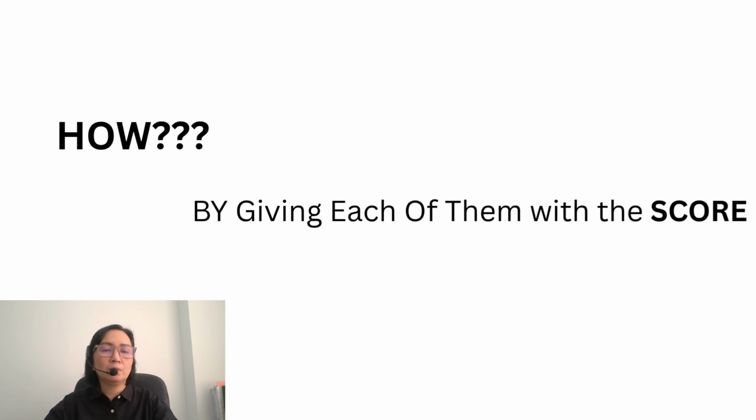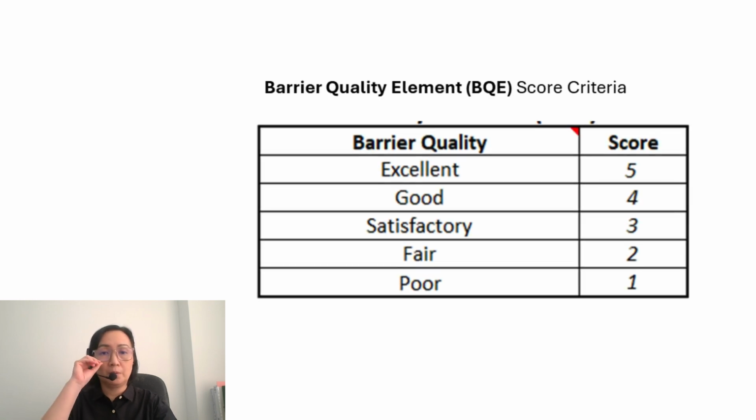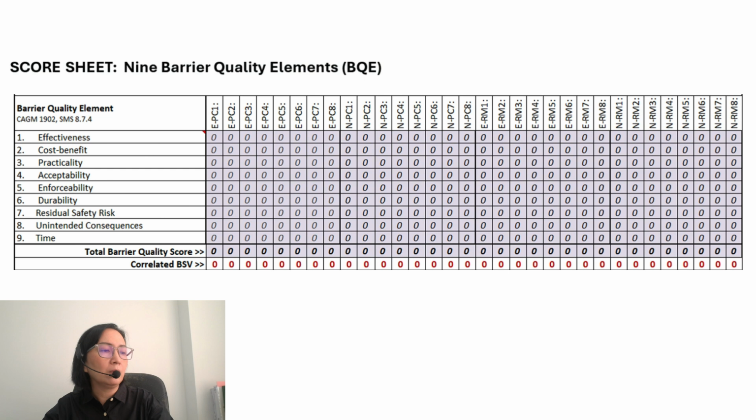How? Each preventive control should be evaluated based on the 9 elements by giving each of them a score. Let's call it the barrier quality element, BQE, score criteria. The barrier quality scores range from 1 to 5, poor to excellent, and here is the score sheet for each of the 9 elements mentioned earlier. For the score calculation, add the scores for each of the 9 barrier quality elements, for example effectiveness, cost benefit, etc., across the columns for a particular barrier.